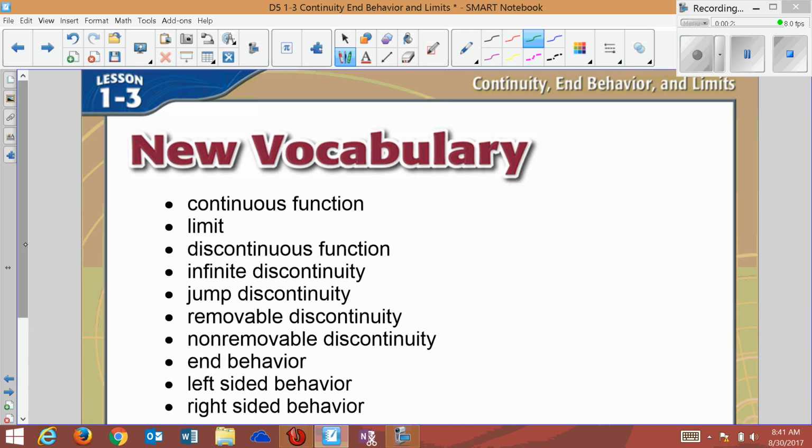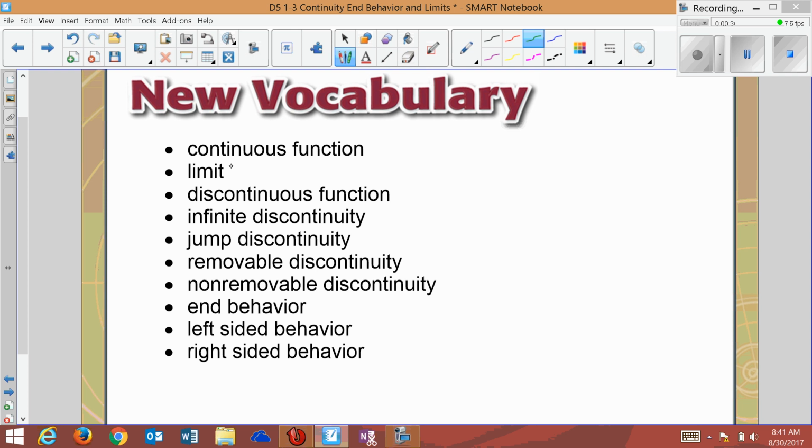There's a lot of new vocabulary terms. Again, there's that word limit. Continuous means no breaks, so the function will not have any breaks. Discontinuous obviously means there is some type of break inside the graph. Infinite discontinuity is when there's an asymptote that is the break, so I'll call it an asymptotic break.